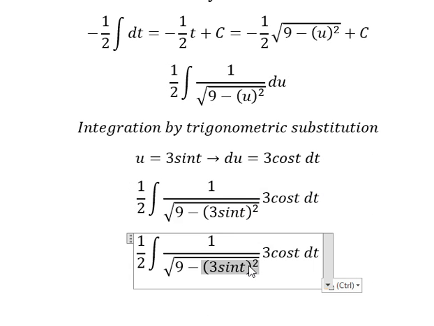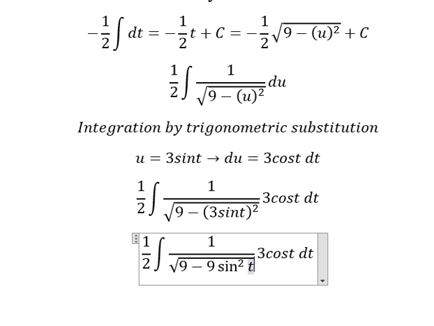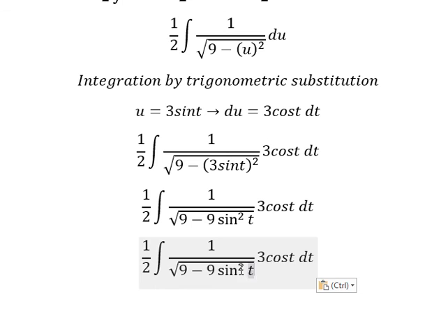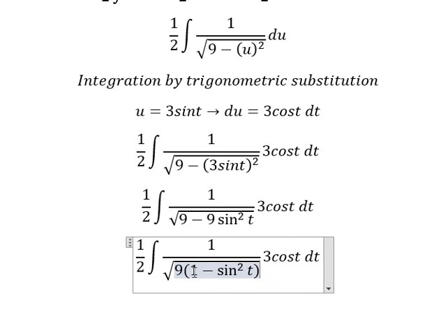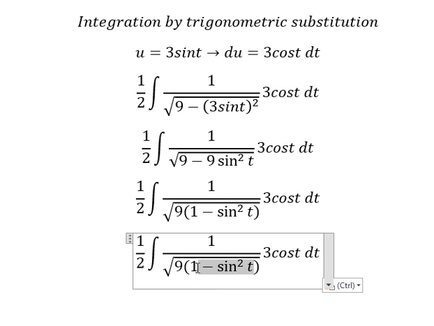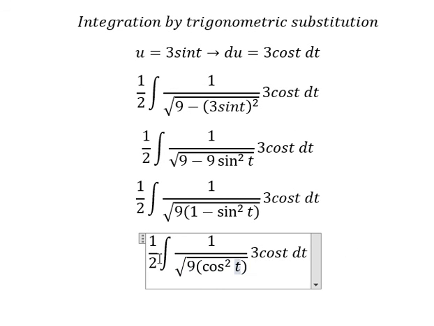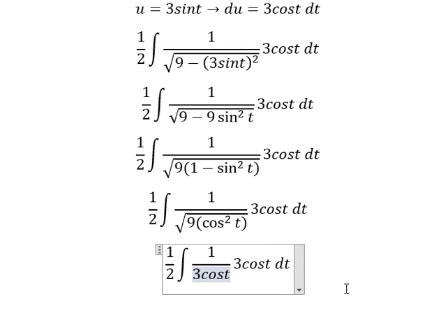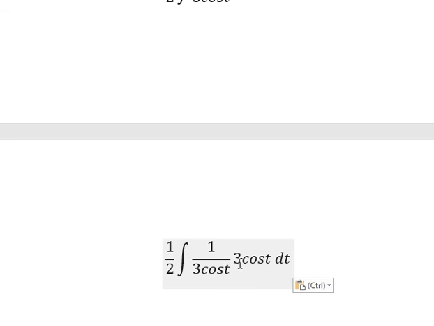So this one you got 9 sine t squared. Number 9, we can do factorization. One minus sine t squared, we change to cosine t squared. This is a trigonometric identity. The square root of 9 cosine t squared, we have 3 cosine t. And later we simplify the numerator and denominator.